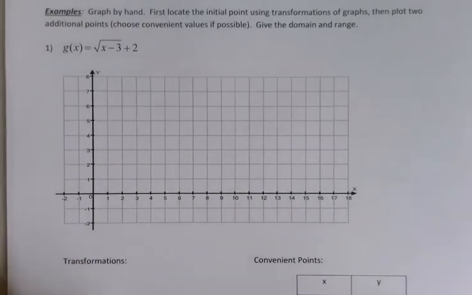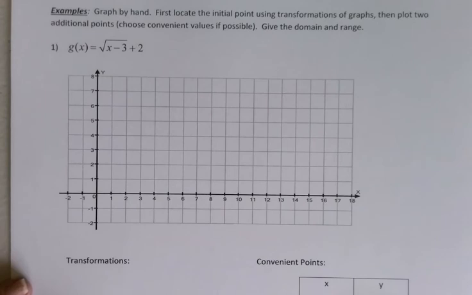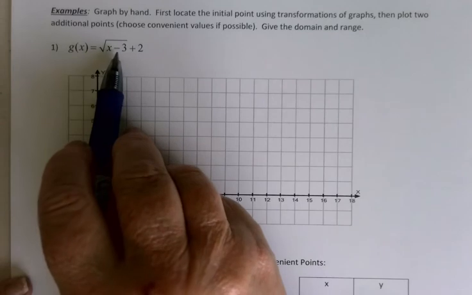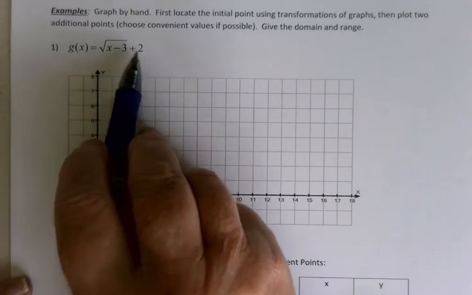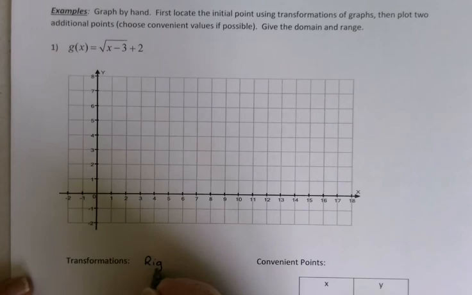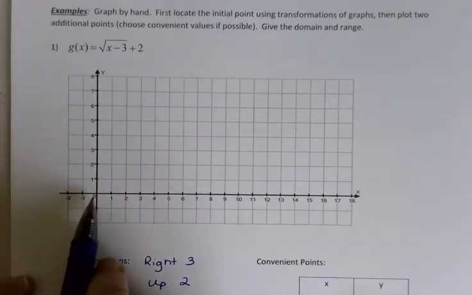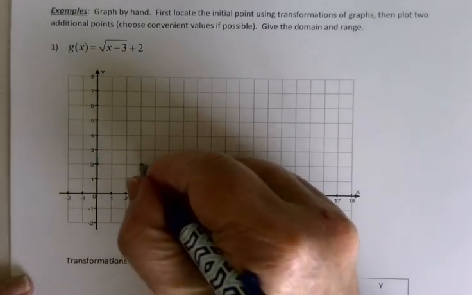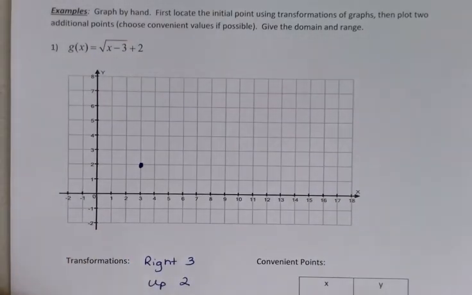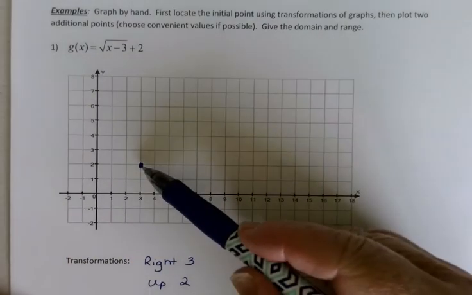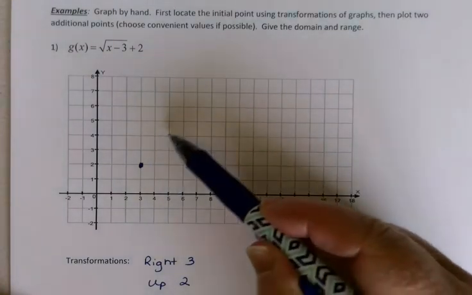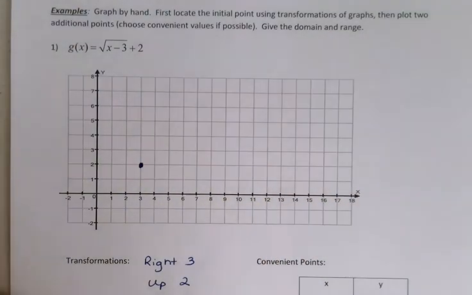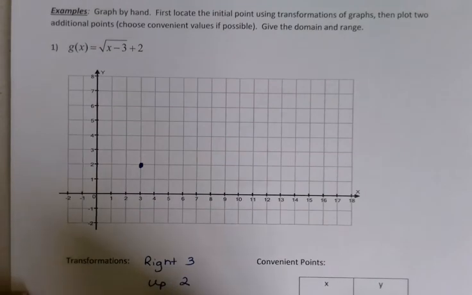All right. So, g of x here is the square root of x minus 3 plus 2. And I'll note that this graph would be shifted to the right 3 and up 2. So going from 0, 0, which was the initial point, and moving right 3 and up 2, there's my new initial point. Now I can already tell, basically, that graph's going to have that same square root curve, starting from the point 3, 2, the initial point.